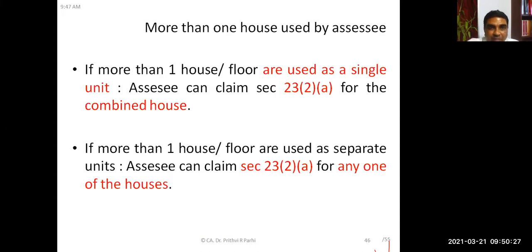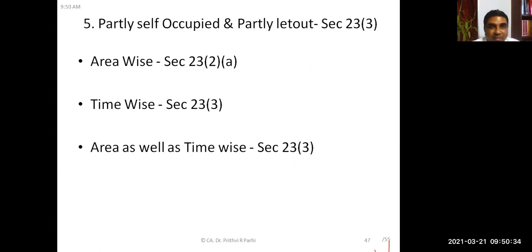Okay, then the next concept is about the partly self-occupied house and partly let out house. When we talk about a partly self-occupied and partly let out house, it can be area wise, that means part of the house can be self-occupied and the other part can be let out, or time wise, maybe 6 months it is self-occupied and 6 months it is let out, or it can be area wise as well as time wise. The house has two parts, one part is self-occupied, the other part is let out.